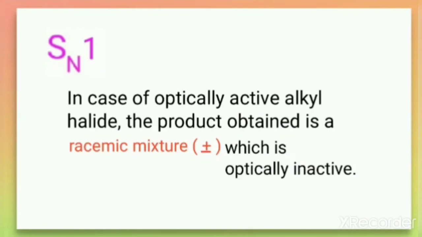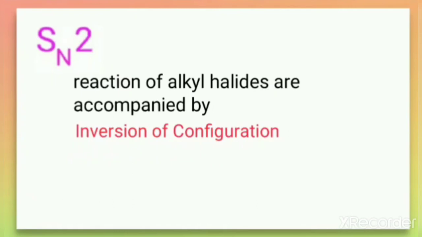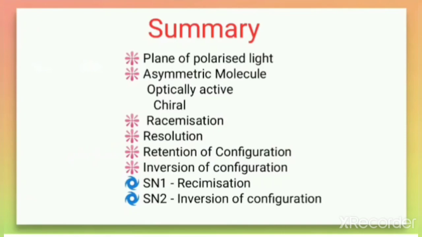So from this we can conclude that in the SN1 mechanism, if the reaction takes place with an optically active alkyl halide, the product formed is a racemic mixture, which can be represented by the plus-minus sign, and is optically inactive. But in the case of SN2 mechanism, the reaction of alkyl halide takes place due to inversion of configuration. So let us summarize this video.